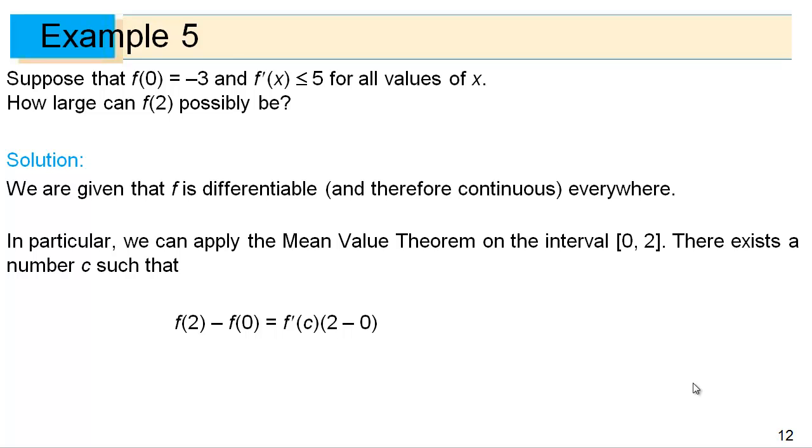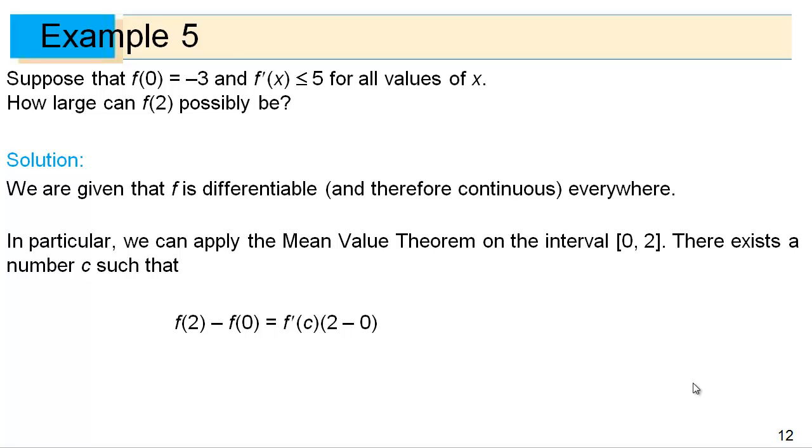Another example, suppose that we have a function that f of 0 equals -3, and we know that the derivative of the function is always less than or equal to 5. So the instantaneous rate of change is never bigger than 5. The question could be, how large can f of 2 possibly get?